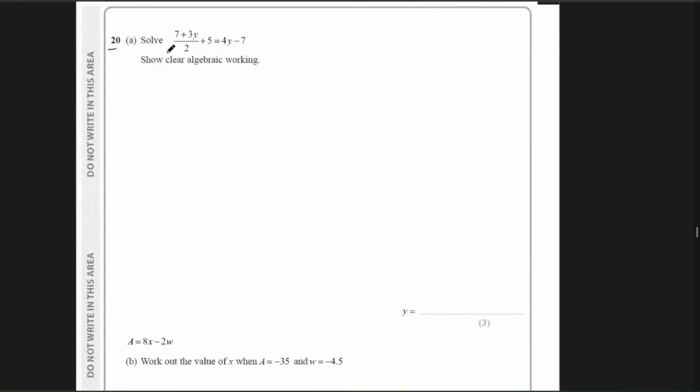Okay, question 20a. Solve this equation. Show clear algebraic working. So (7 plus 3y) over 2, plus 5, is equal to 4y minus 7. We need to group y's together. So let's do this step by step. Let's move plus 5 to the other side. So (7 plus 3y) over 2 is equal to 4y, minus 7 minus 5 is minus 12.